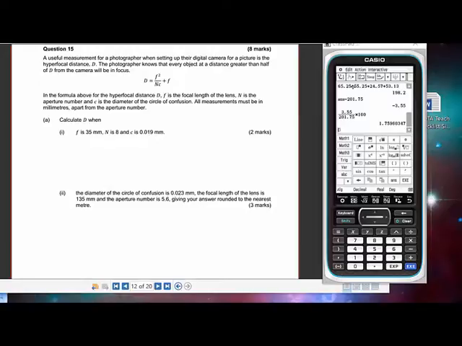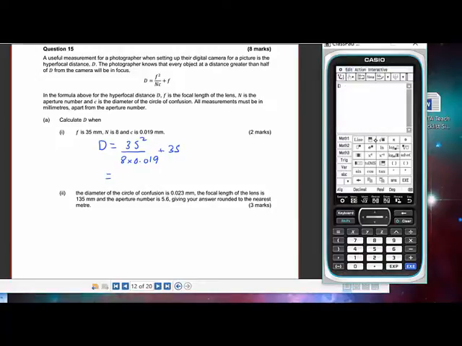Now in the first one we're given that f is 35, n is 8 and c is 0.019, and both of these are in the correct units. So D is going to be 35 squared divided by 8 multiplied by 0.019 and then add 35. So it's something we just need to put into the calculator.